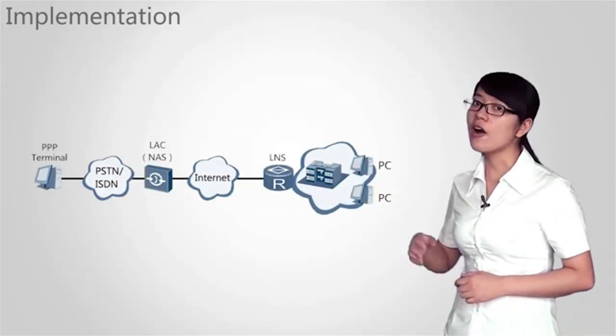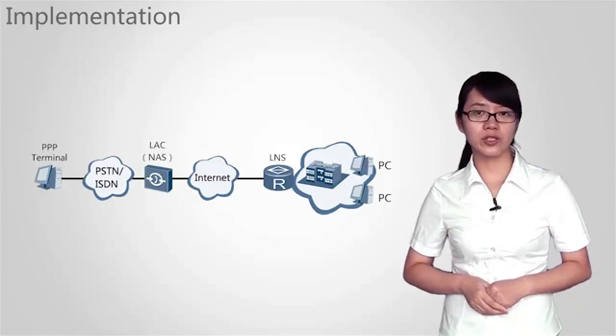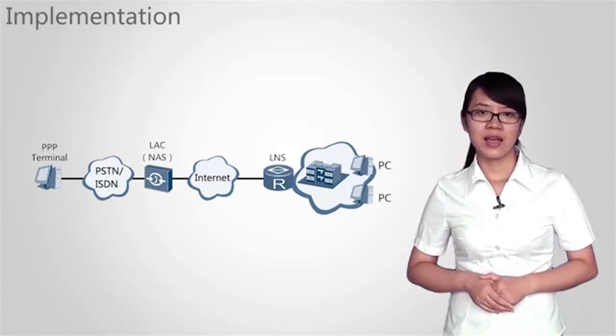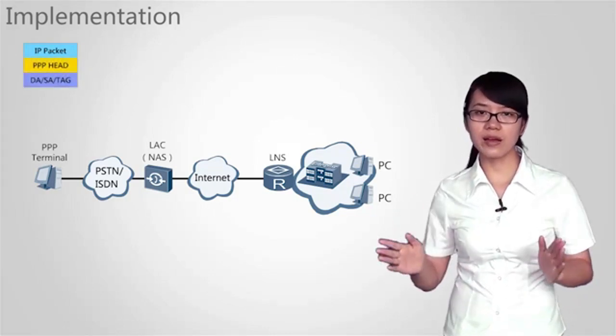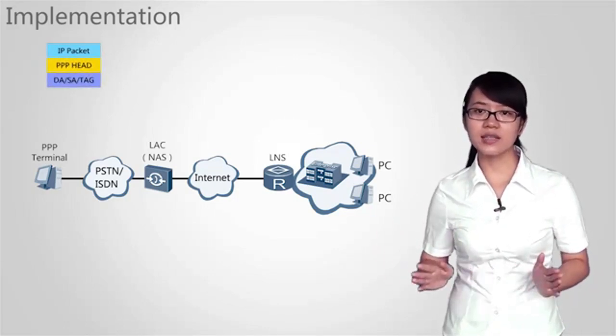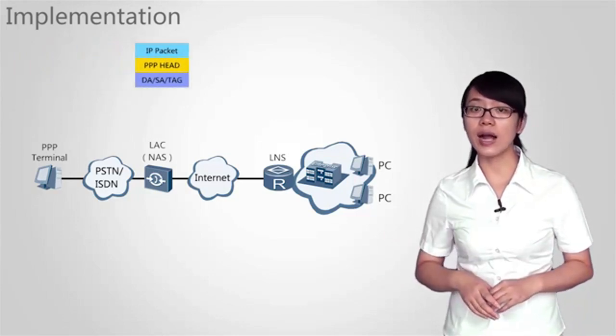Now let's look at how a packet is sent from a remote user to the headquarters. A remote user dials up, adds a PPP header to the private IP packet, and sends a packet over the PSTN or ISDN.